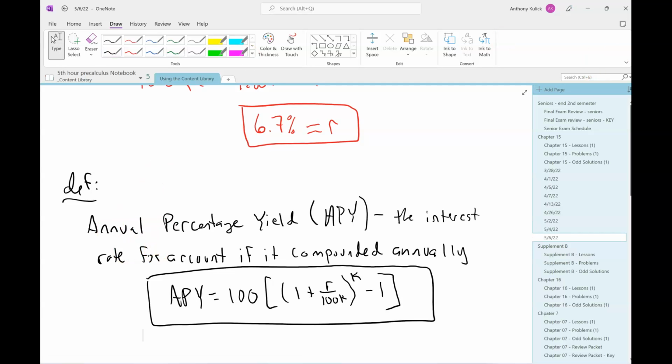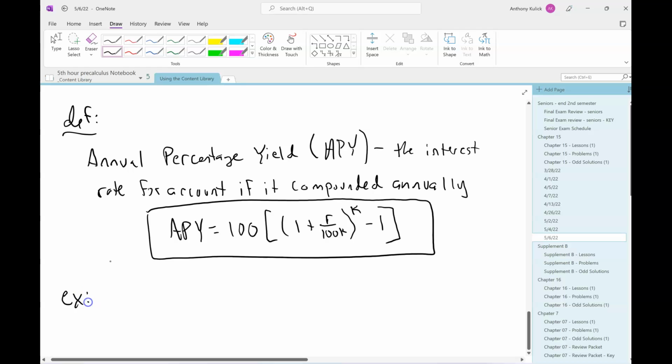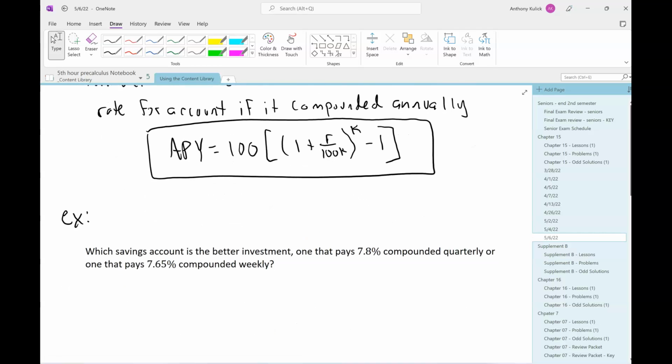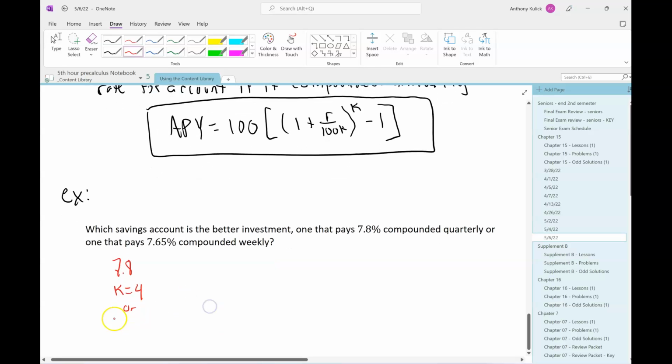So again, as I mentioned, the most useful reason for this is that it makes comparing two different situations fairly obvious, which one is the better situation. So let's do an example of doing that. It says, which savings account is the better investment? One that pays 7.8% compounded quarterly, or one that pays 7.65% compounded weekly?